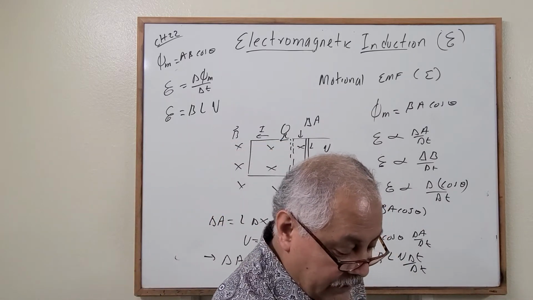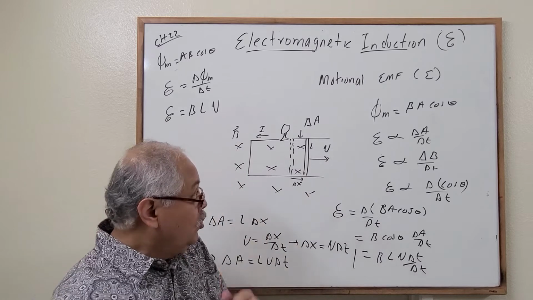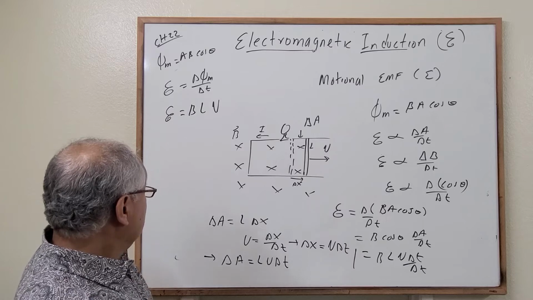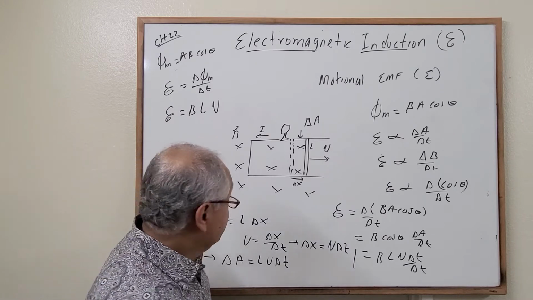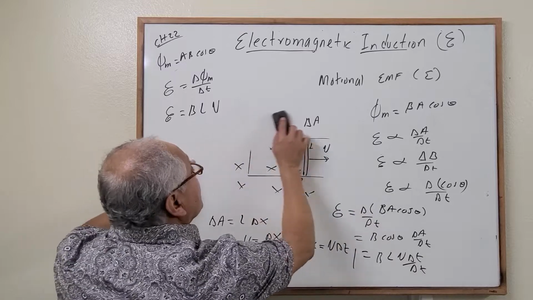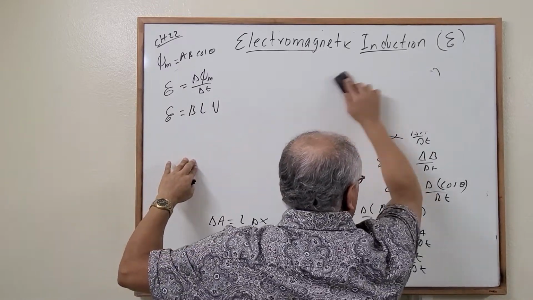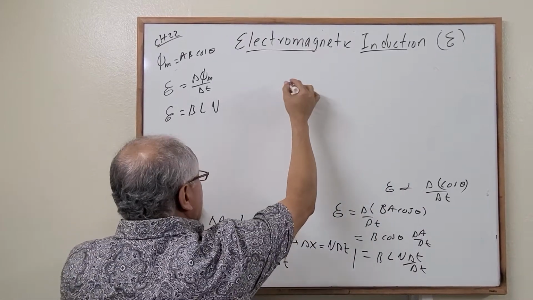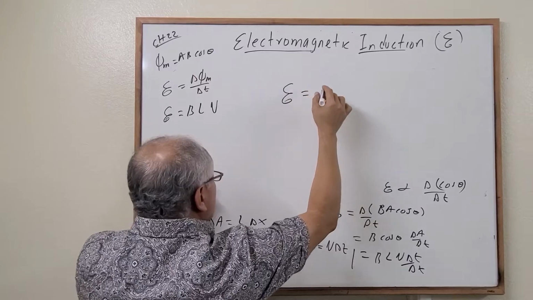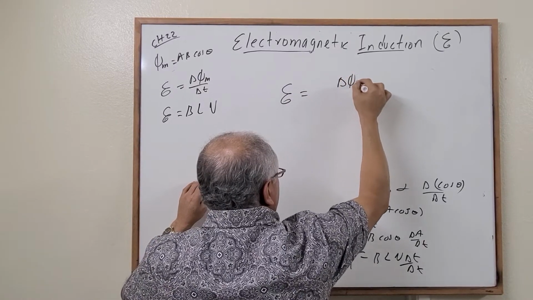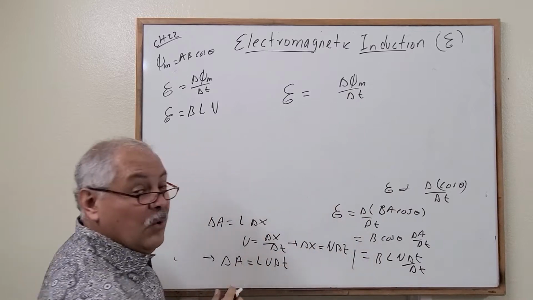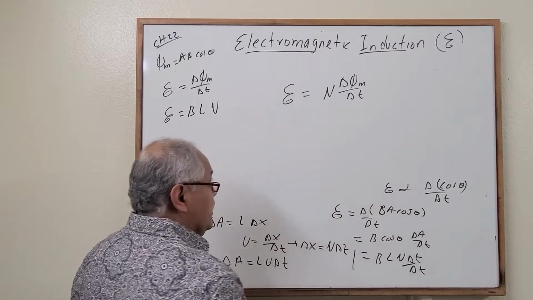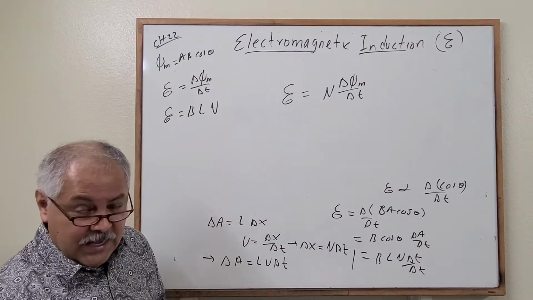Correct. Perfect. Now let's go to this part right here. We are dealing with this case. And in this case, we have this formula. It's a very important formula. The electromotive force is equal to the change in the magnetic flux with respect to time. This is when we have only one loop. What happens if we have n loops? If we have n loops, we add this number of loops.